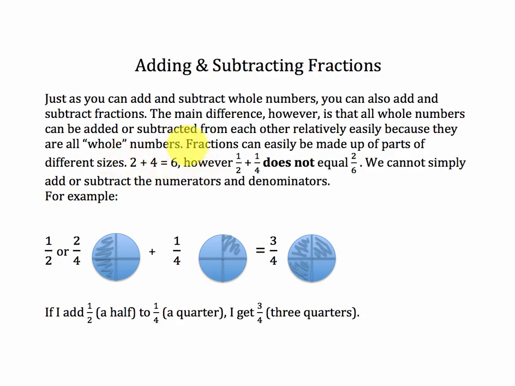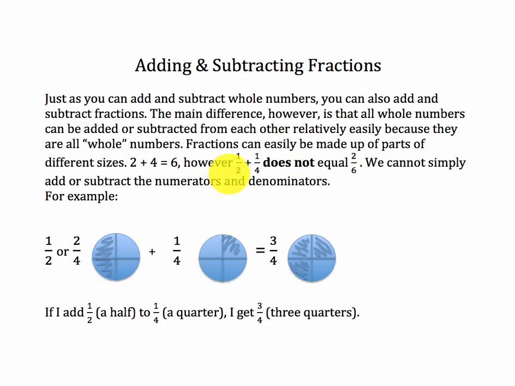So here we have just a simple addition question made up of whole numbers. 2 plus 4 is 6. However, if we take these numbers and put them on the bottom of these fractions, so take this 2, put it here, take this 4 and put it here, I can't just add it the same way. I can't say, well, 1 plus 1 is 2 and 2 plus 4 is 6, so 1/2 plus 1/4 equals 2/6. It doesn't work that way. If we look at these pictures, we can see how it does work.